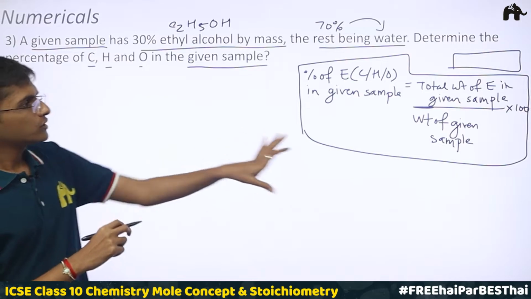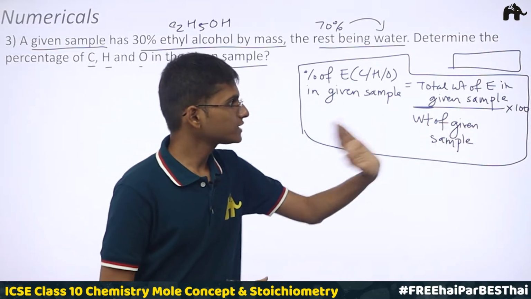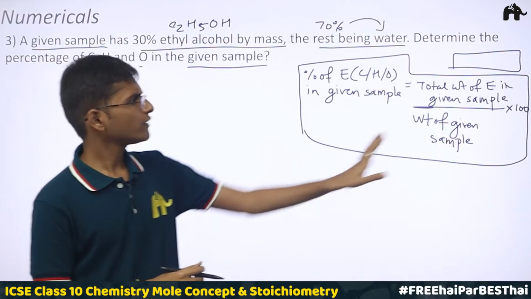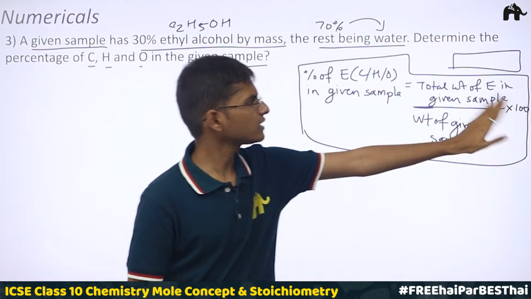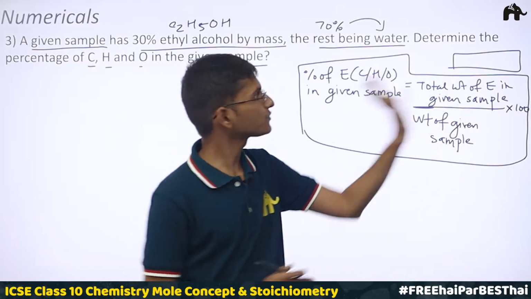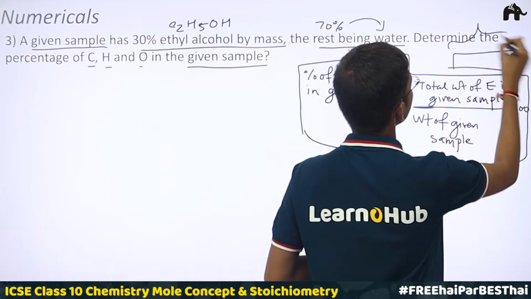Now, what we can do is, for ease, we can take the weight of the sample such that we can easily find out the percentage. So if I take it as 100, this 100 and 100 would get cancelled and I would get the percentage easily, right? So I'm taking the weight of the sample as 100. Okay, this is entirely 100 grams.